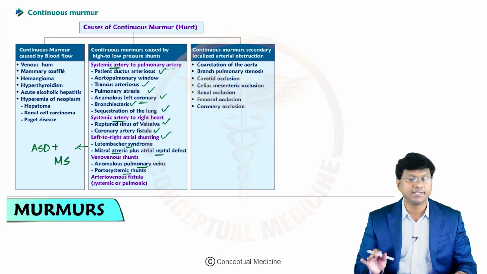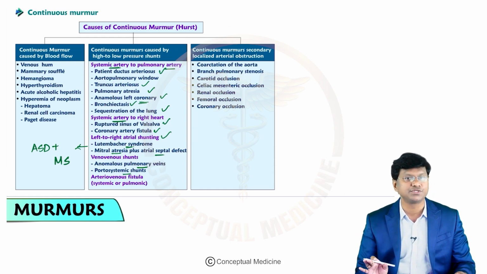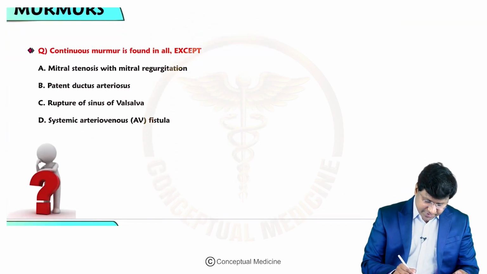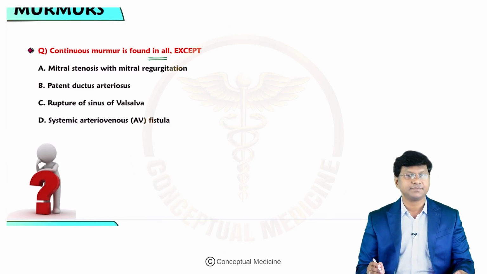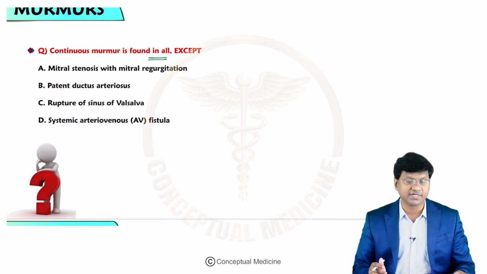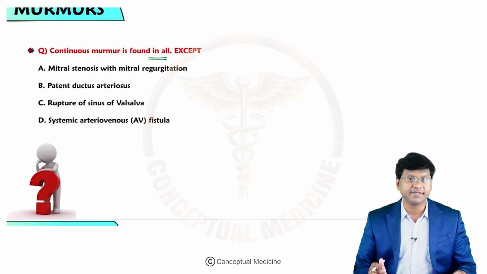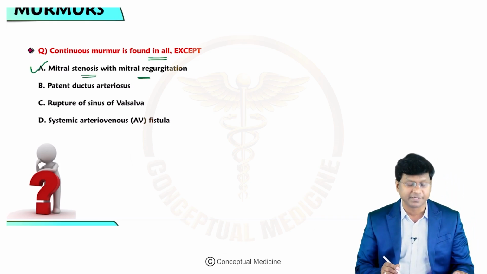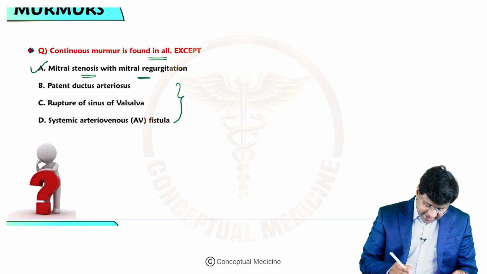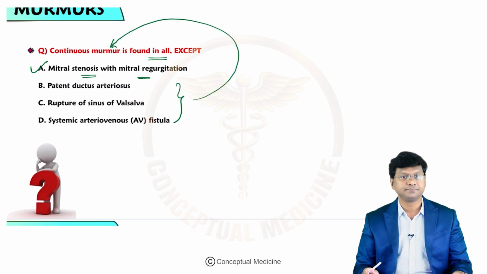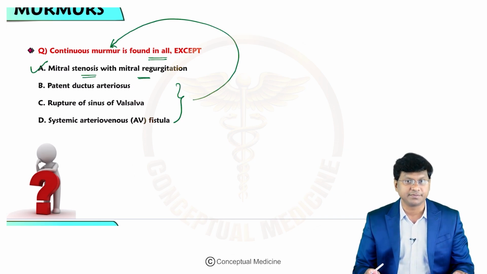So this is about the etiologies of the continuous murmur. So if you see this question, continuous murmur is found in all except: mitral stenosis with mitral regurgitation, patent ductus arteriosus, rupture of sinus of Valsalva, systemic AV fistula. So let me tell you, in case of mitral stenosis with mitral regurgitation, you don't have a continuous murmur, whereas in B, C, D, you have the presence of the continuous murmur, right?